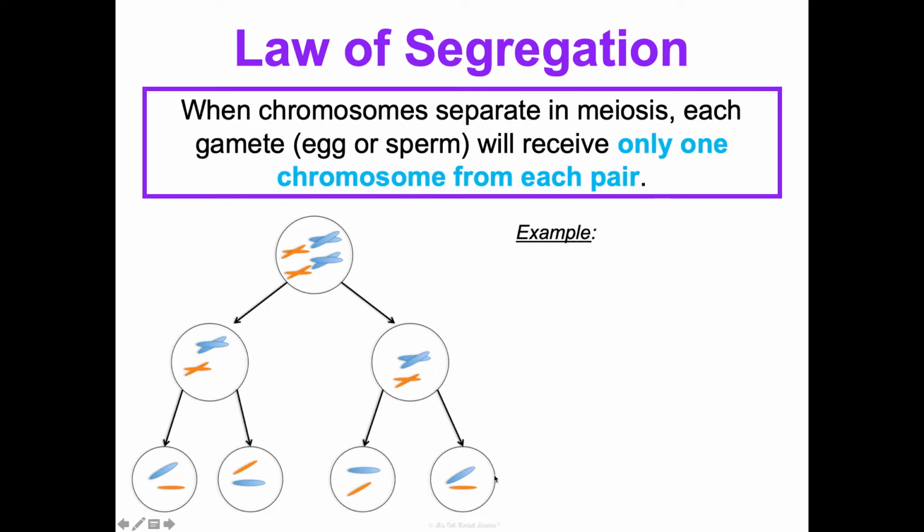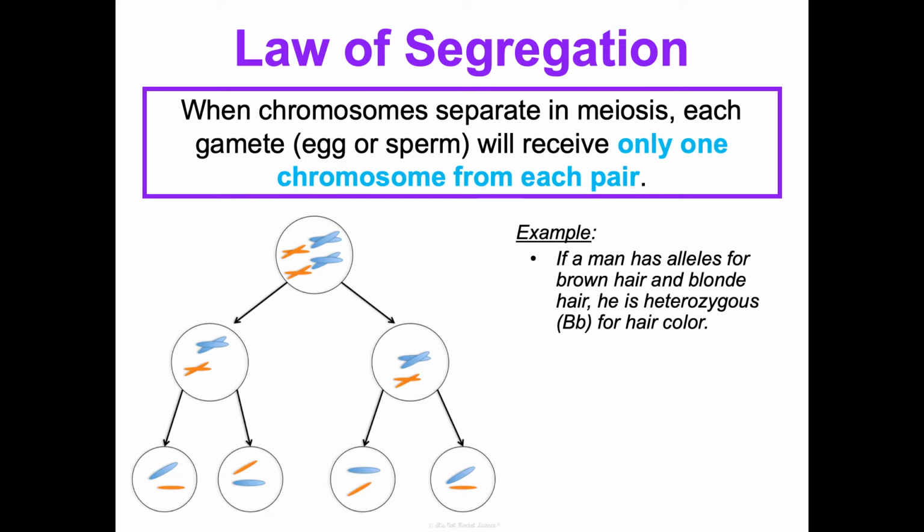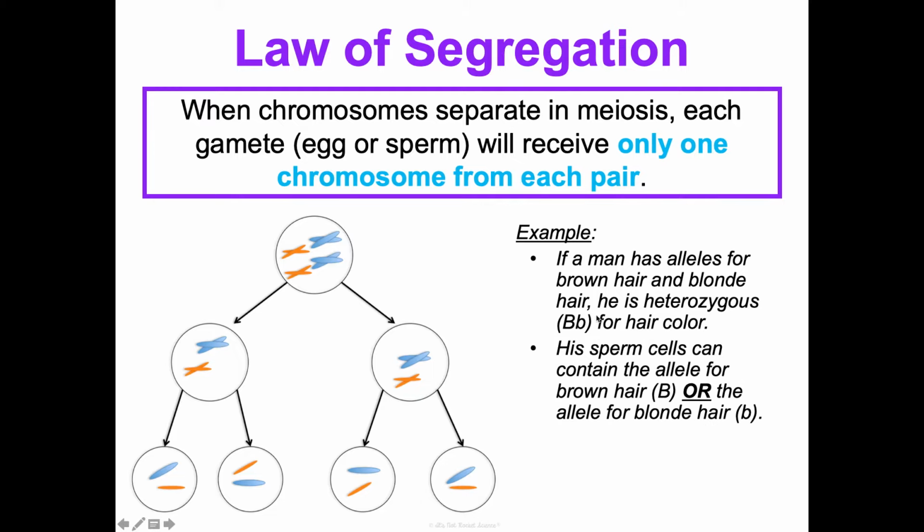Now, how does that compute to genetics? So let's say a man has alleles for brown hair and blonde hair. He is heterozygous, big B, little b for hair color. Okay? He has 1 of each. The sperm cells that he makes for his children are either going to end up with the allele for brown hair or the allele for blonde hair. He's not going to pass on both. So each sperm only gets 1 of the alleles, and then if that sperm fertilizes with an egg, that's where the 2 come together to make the offspring. Now, a mutation can happen and a mistake happens in this.